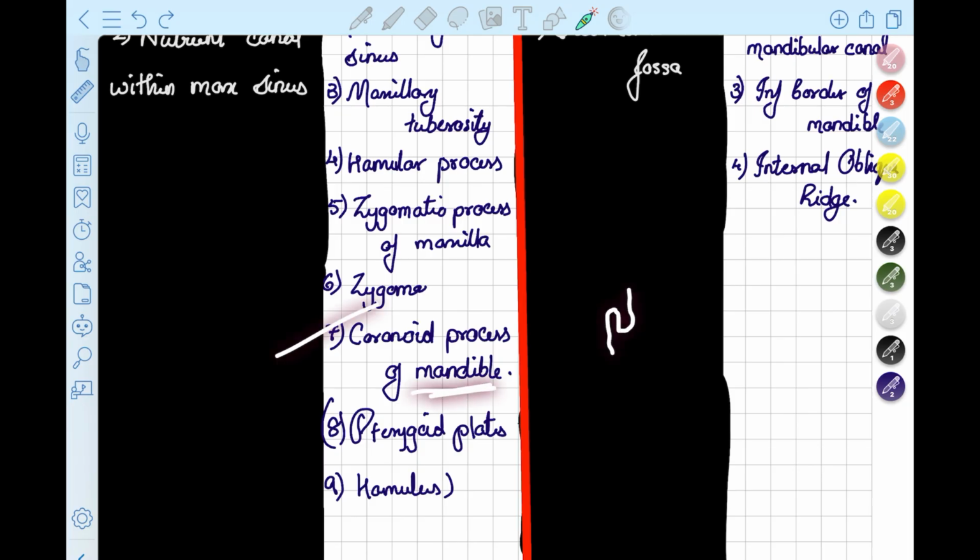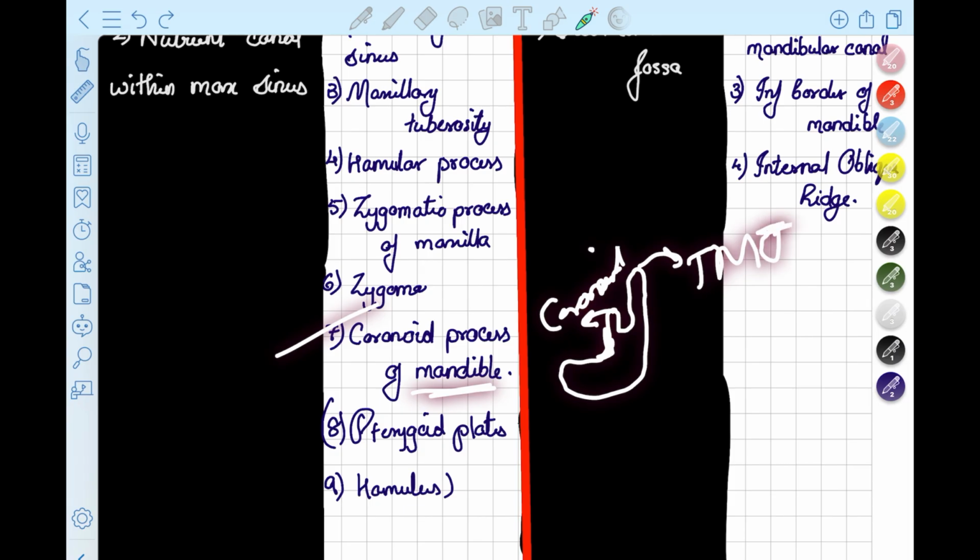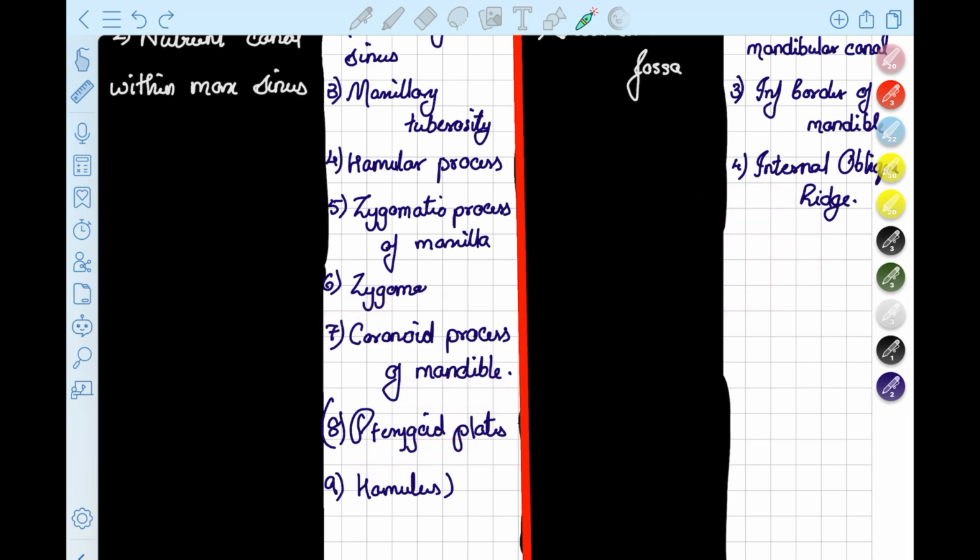As we know, this is the coronoid process and this is the condylar process of mandible. If we are seeing the sagittal section, this is our coronoid process, and this is the condylar process, which takes part in the temporomandibular joint. So coronoid process of mandible is also a bony part, so it will appear radio-opaque. Pterygoid plate, as the name suggests, plate means made up of bone. It will also appear radio-opaque, and hamulus will also appear as radio-opaque.